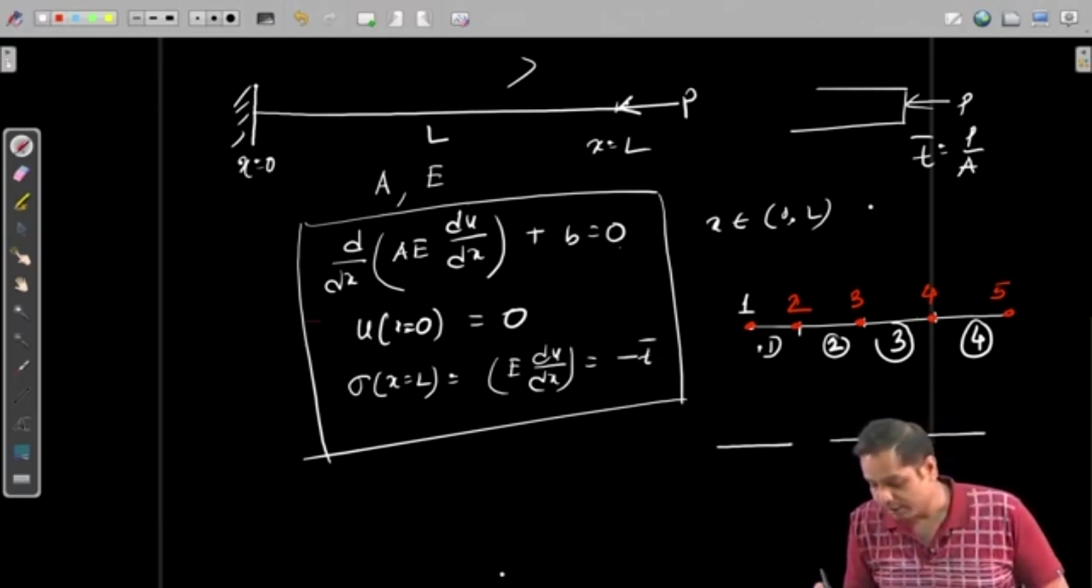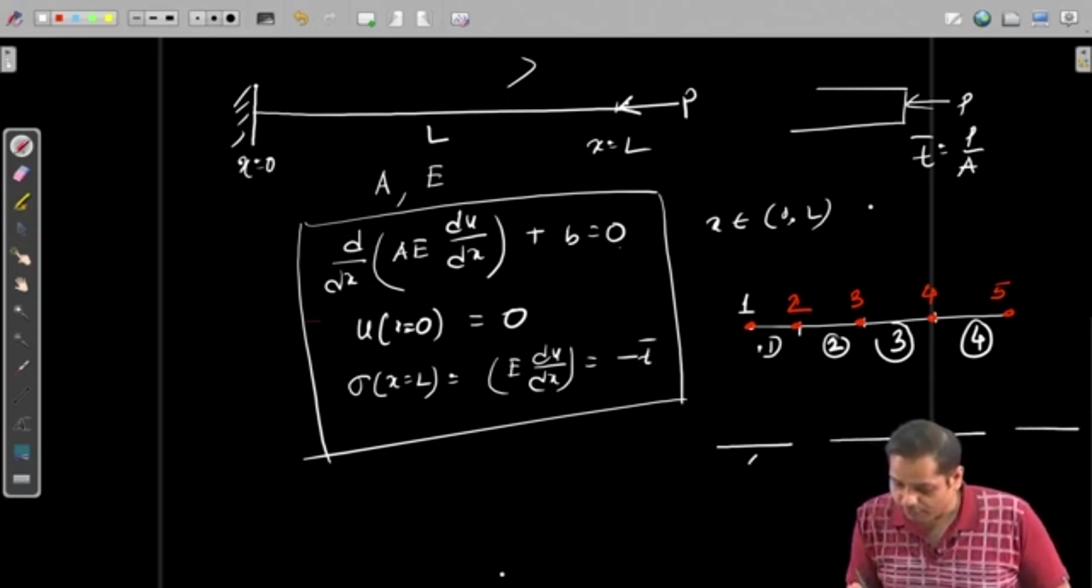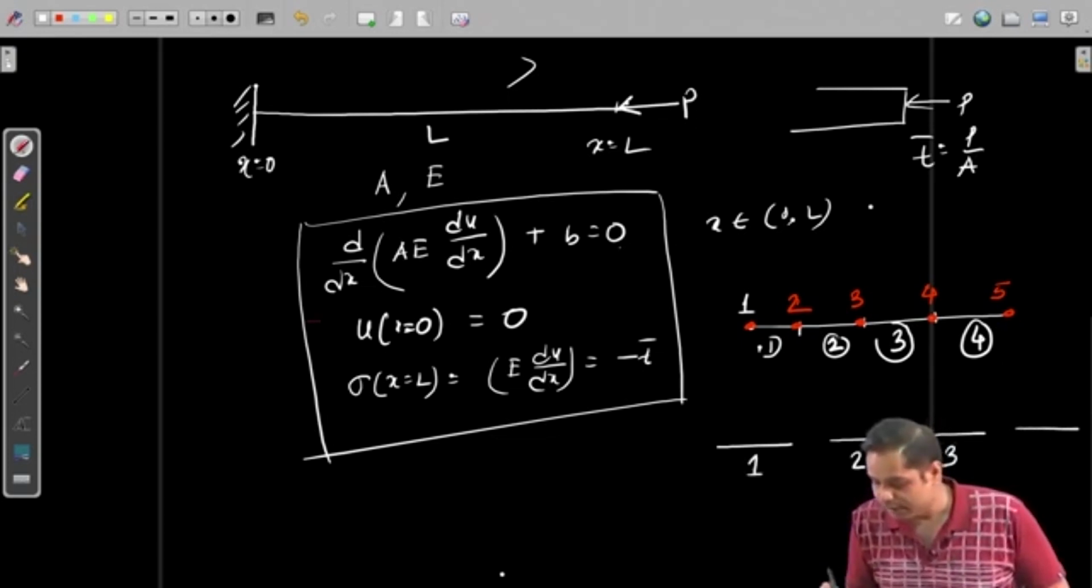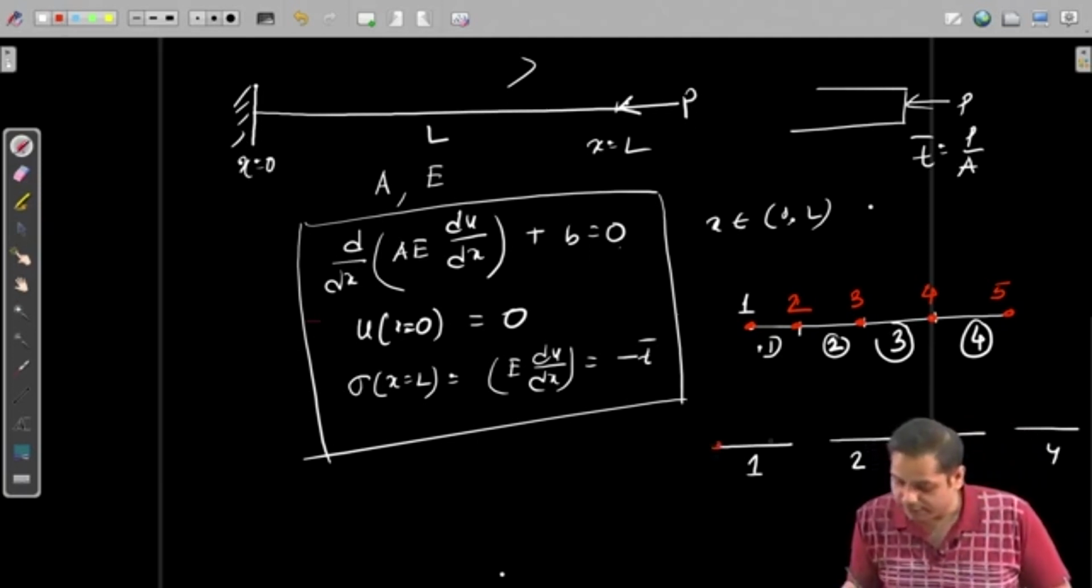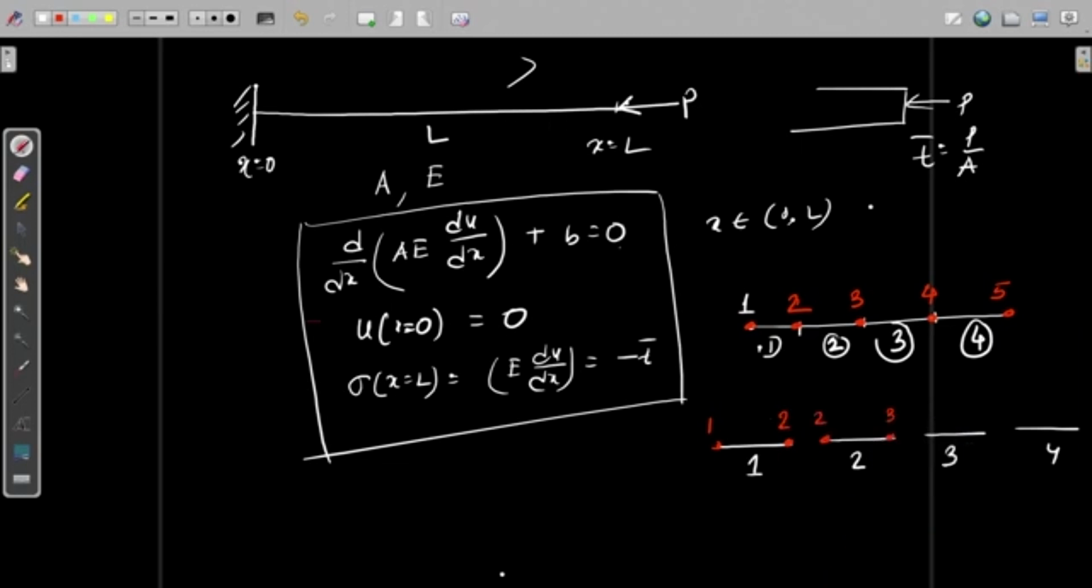these different elements: element number 1, 2, 3, 4. This element is connected between node number 1 and 2, this element is connected between node number 2 and 3, this is connected between node number 3 and 4, and then finally this is connected between 4 and 5. Okay, we have boundary conditions specified at node number 1 and boundary conditions specified at node number 5.